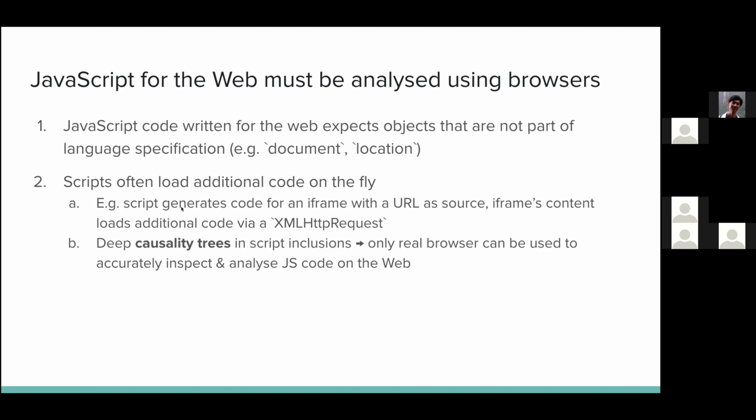So, for example, a JavaScript script might generate code for an iframe to insert it into the HTML for the page. When you're executing the JavaScript, it needs to make a web request to fetch the additional code and then insert it into the page. As a result, there are causality trees in the script inclusions. So only a real browser can be used to accurately analyze the JavaScript code.